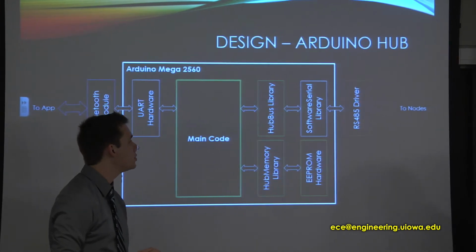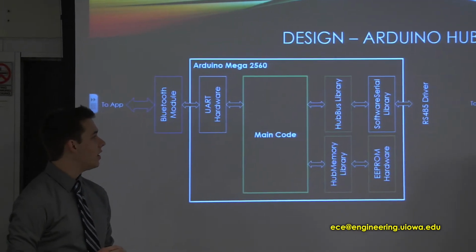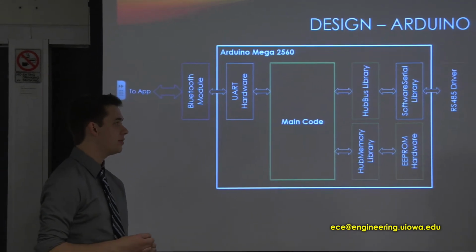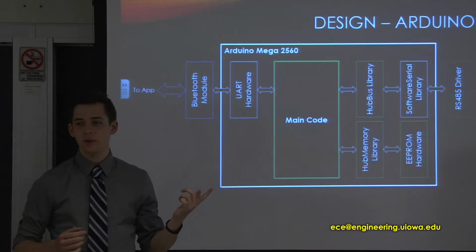The hub bus library controls the data going out to the nodes. It encapsulates all of the serial communication with the RS-485 driver, which is emulated by the software serial library.